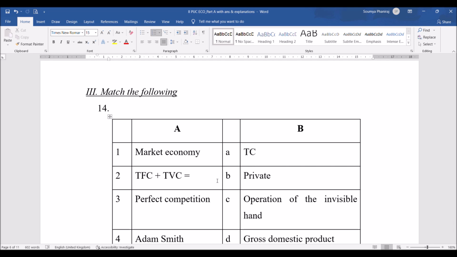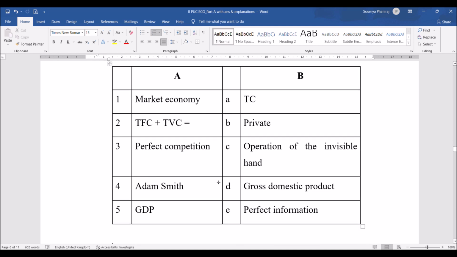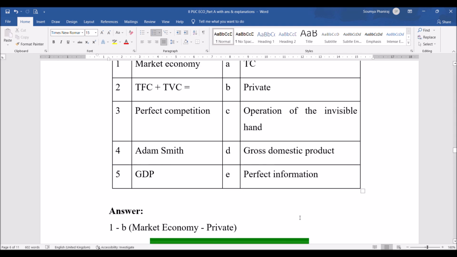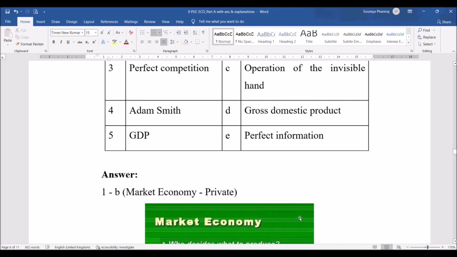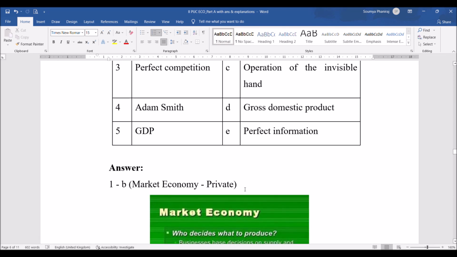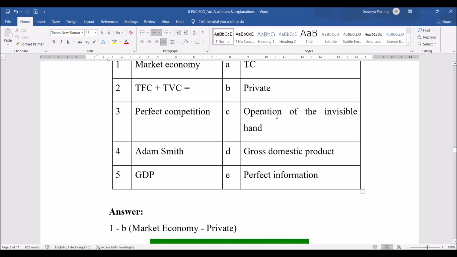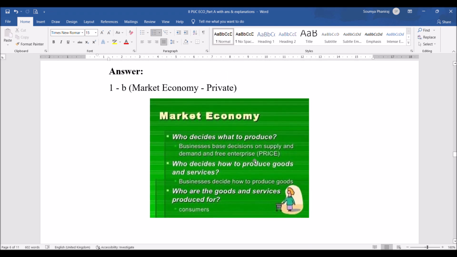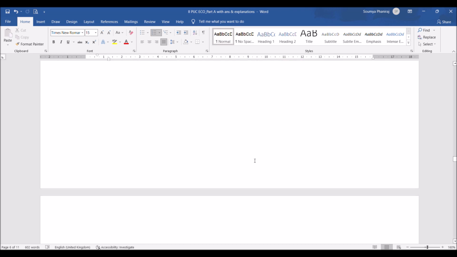On the A side, we have market economy, TFC plus TVC, perfect competition, Adam Smith and GDP. On the B side, we have TC, private, operation of the invisible hand, gross domestic product and perfect information. So let us start with the first one, market economy. Market economy can be linked to the answer private on the B side. That is because private players decide what has to be produced, for whom it has to be produced, and who are the users. So that is why market economy can be linked to private.